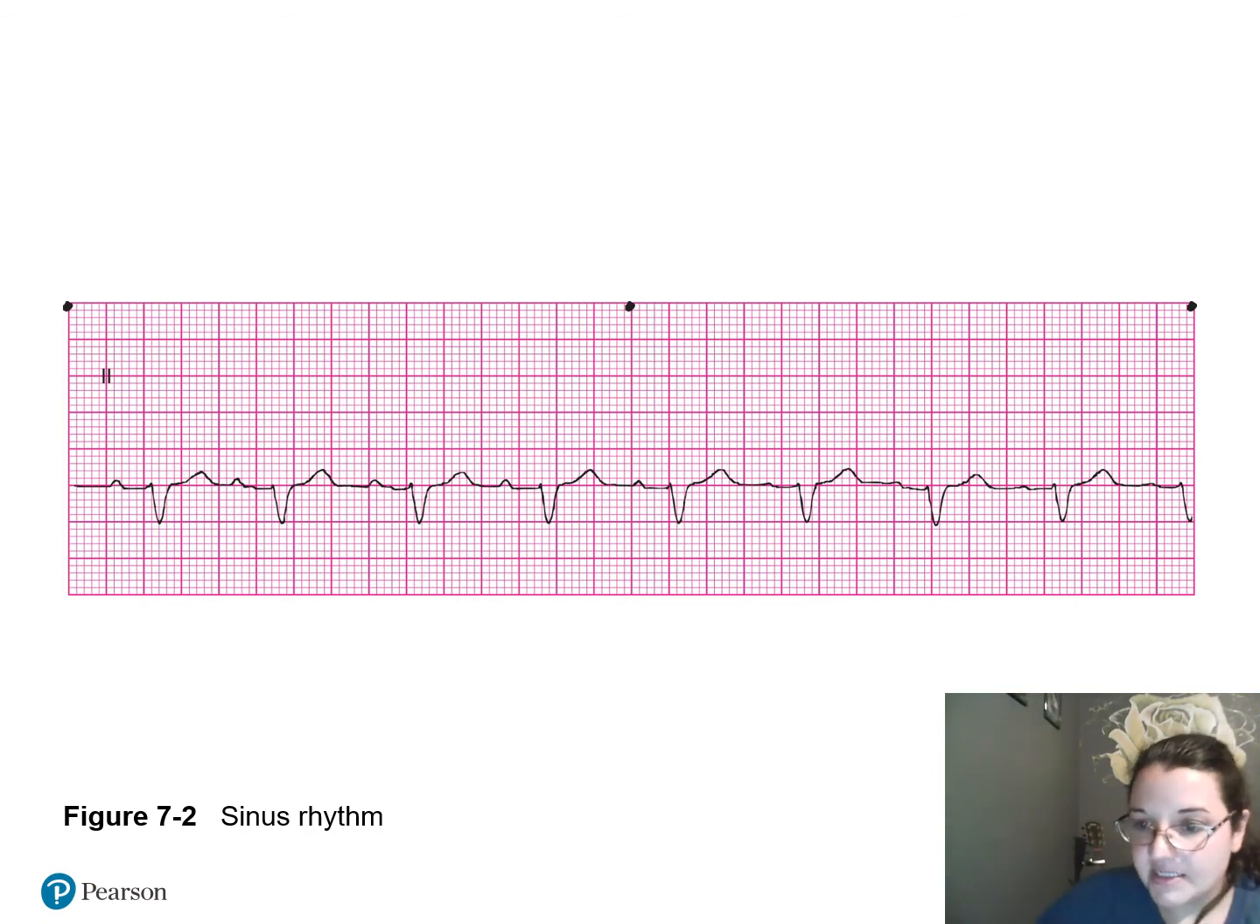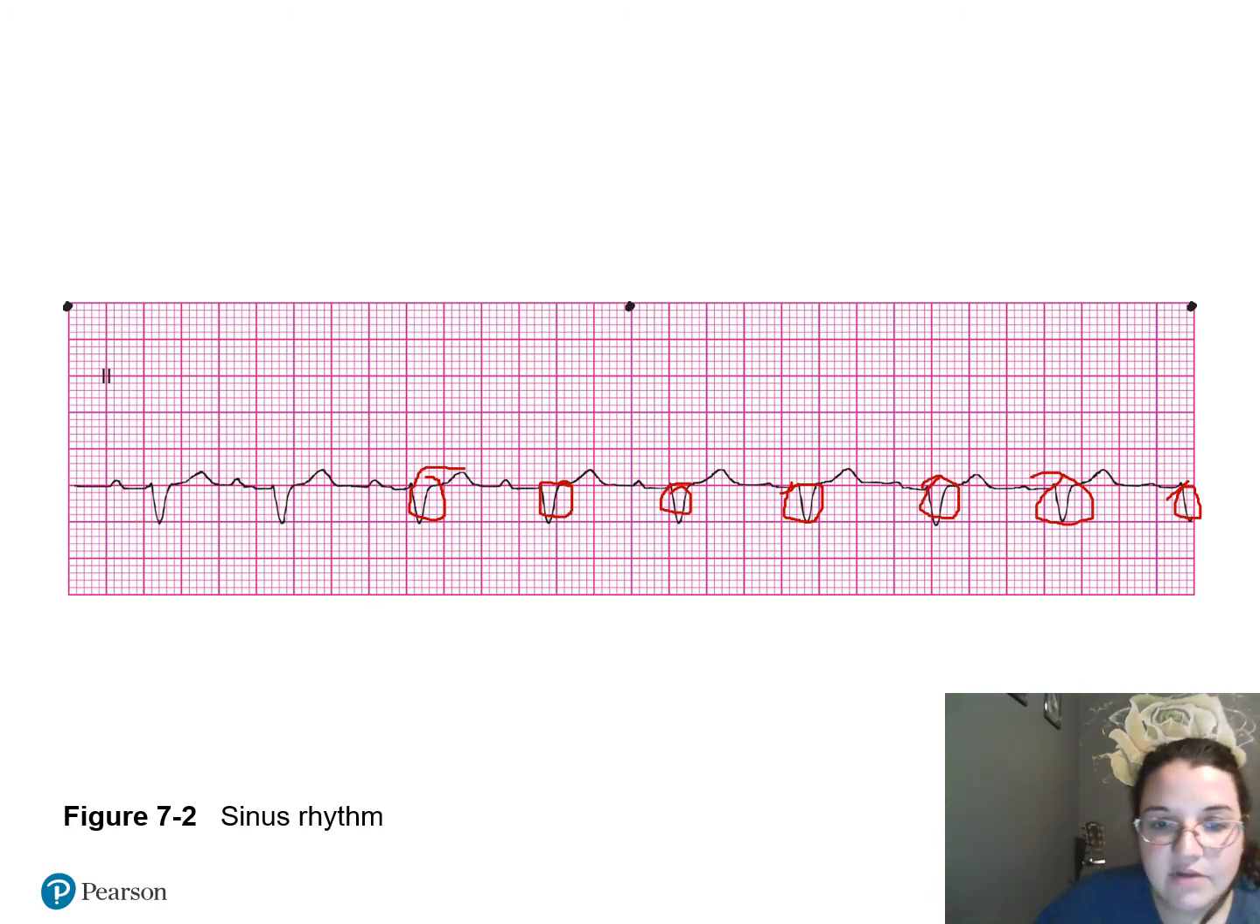My heart rate needs to be 60 to 100 beats per minute. So if I were to do the 6-second method, which is using 10, counting my QRSs, 10, 20, 30, 40, 50, 60, 70, 80, let's count it 90 or 80. If my heart rate is between 80 and 90 beats per minute, am I a normal heart rate? Yes, because my normal heart rate needs to be 60 to 100 beats per minute.